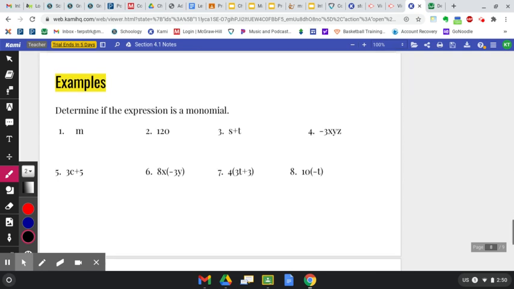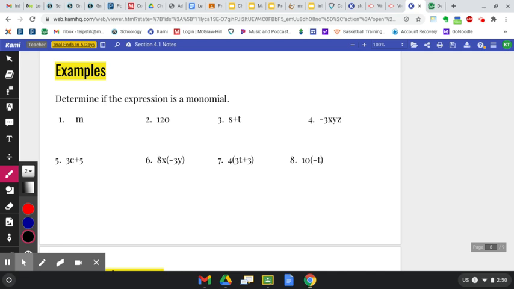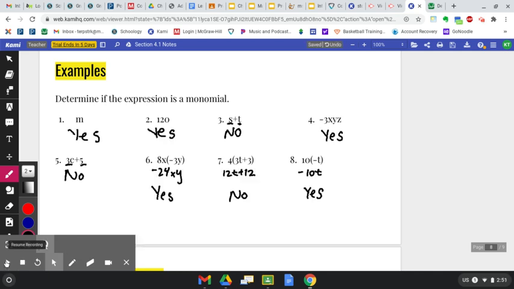All right, determine if the expression is a monomial. I want you to go through and pause the video here and just give me a yes or no, whether you think that's a monomial. And then we'll check them and we'll talk about why they are or they are not. So pause the video here and do 1 through 8. All right, let's see how you did here.